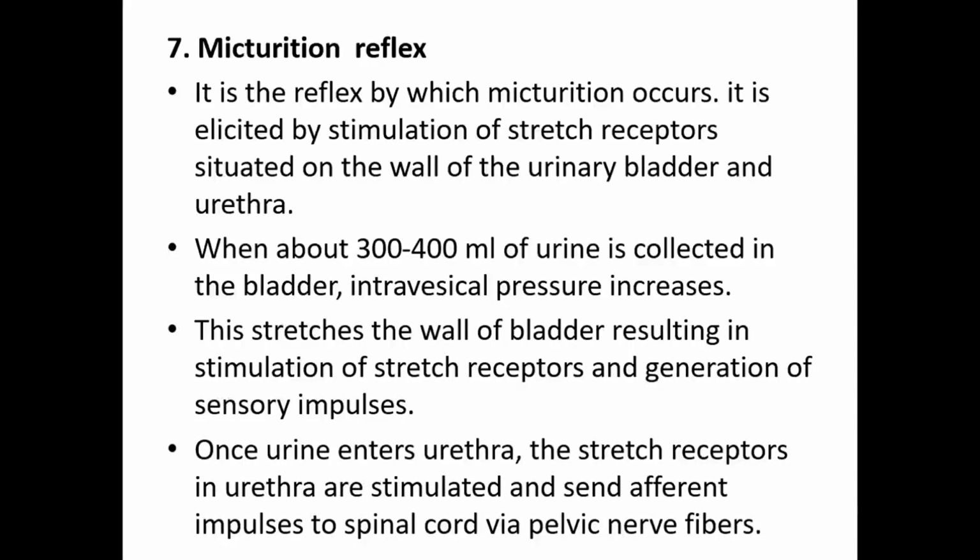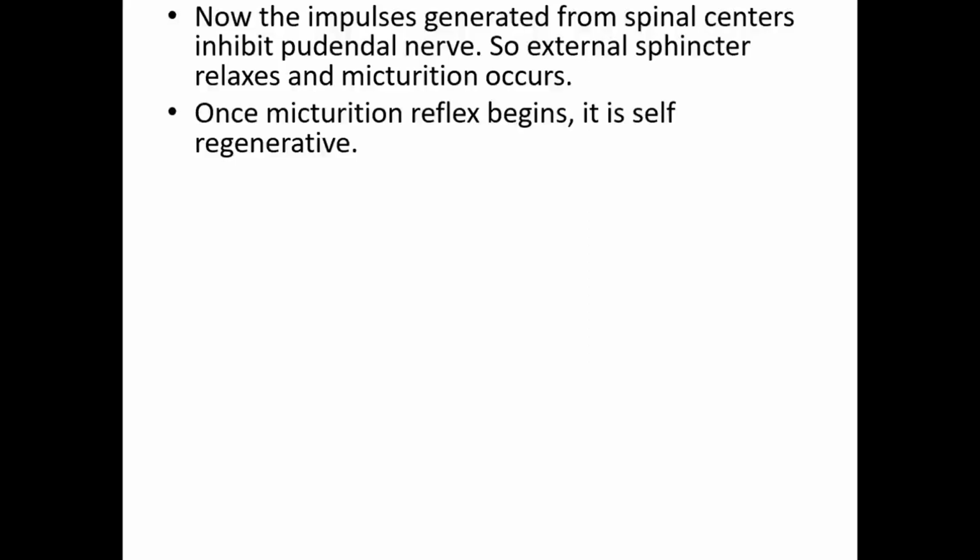Once urine enters the urethra, the stretch receptors in the urethra are stimulated and they send afferent impulses to the spinal cord via pelvic nerve fibers. Now, the impulses generated from spinal centers inhibit the pudendal nerve, so external sphincter relaxation and micturition occurs. Once the micturition reflex begins, it is in itself regenerative.